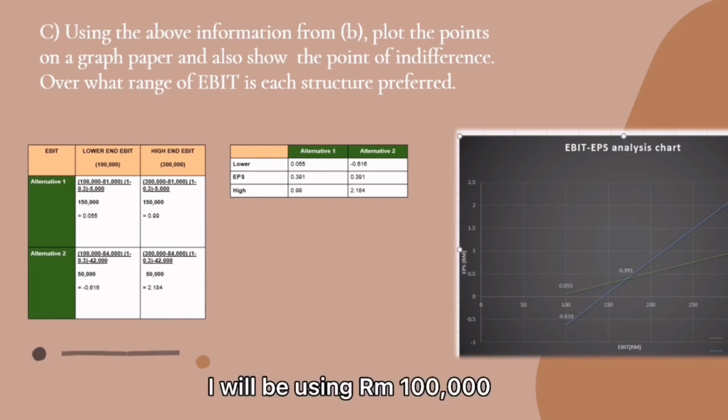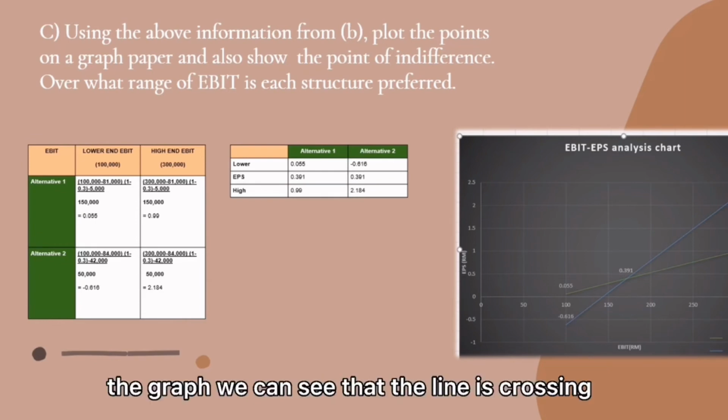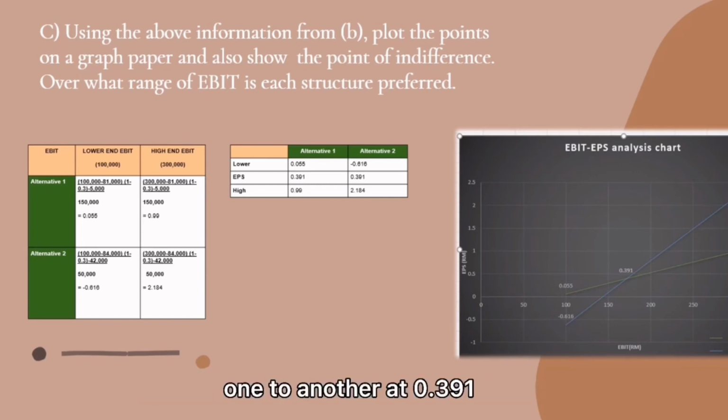I will be using RM 100,000 for the lower end EBIT and 300,000 for the high end EBIT. After plotting the graph, we can see that the lines cross one another at 0.391.